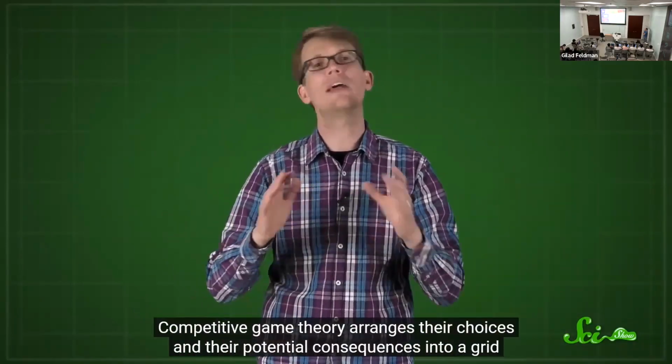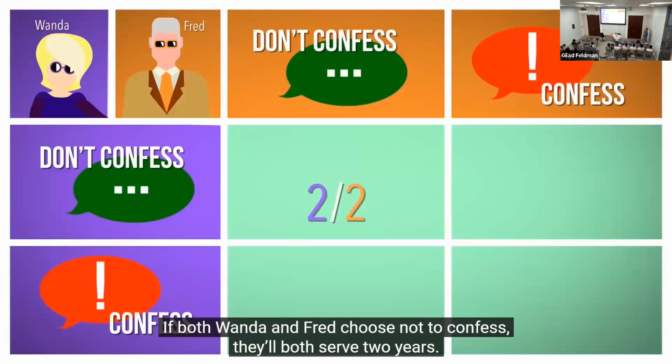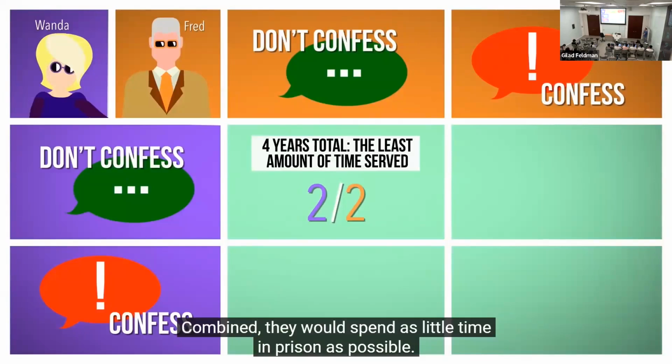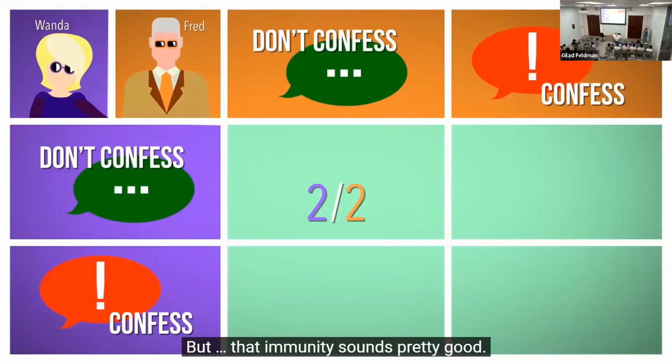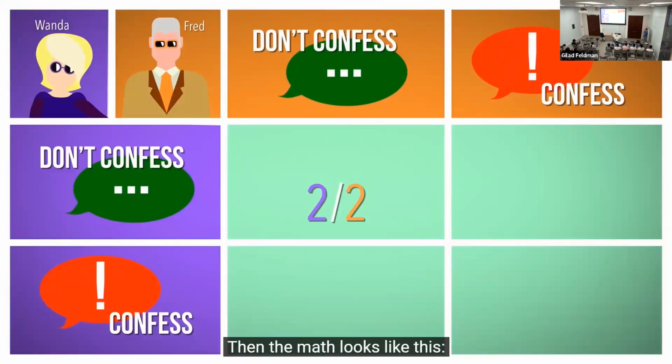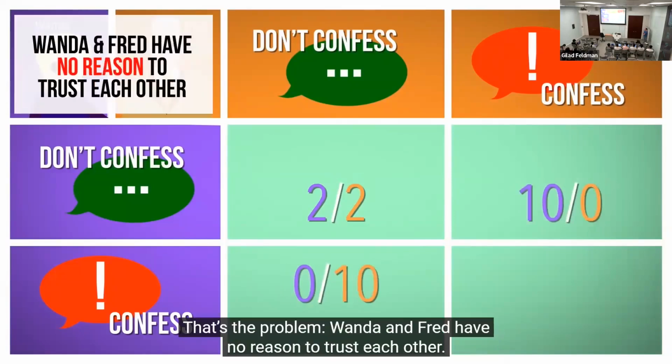If both Wanda and Fred choose not to confess, they'll both serve 2 years. In theory, this is the best overall outcome. Combined, they would spend as little time in prison as possible. But that immunity sounds pretty good. If one of them chooses to confess and the other one doesn't, the snitch gets to walk. Then the math looks like this. That's the problem. Wanda and Fred have no reason to trust each other.